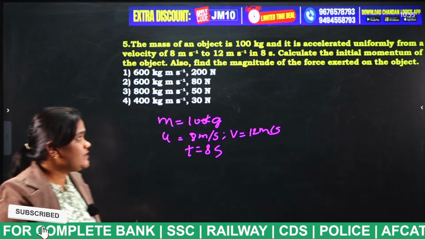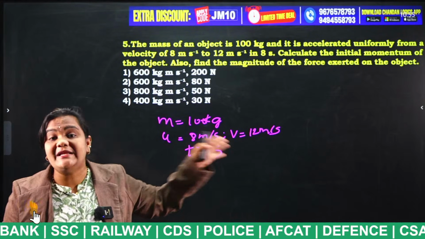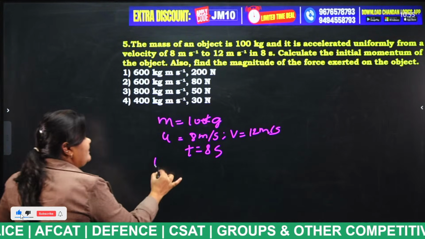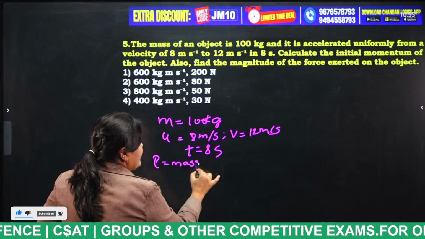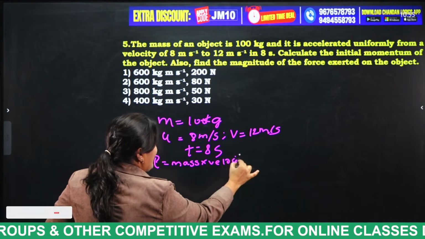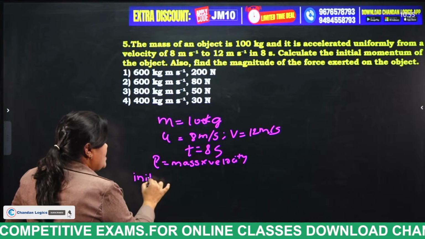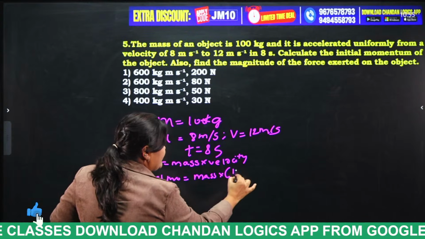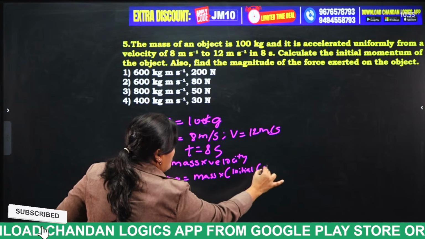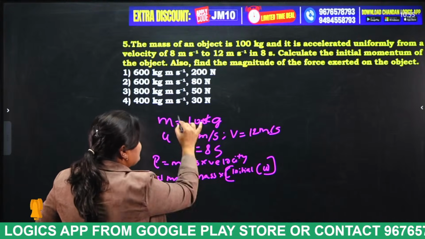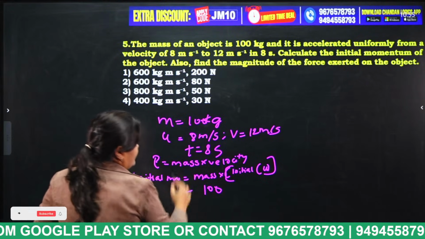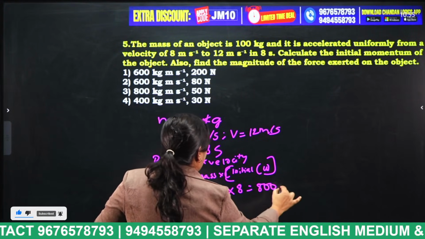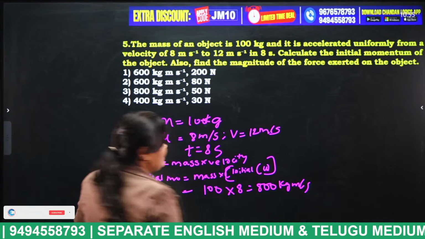What do we have to find, students? At first we have to calculate the initial momentum. What do you mean by initial momentum? We all know the formula. Momentum is equal to mass into velocity. They are asking you to find the initial momentum. Initial momentum is equal to mass into initial velocity. Initial velocity is nothing but what, students? Small u. So mass is 100 and initial velocity u is 8. So what will you get? 800 kg meters per second. So this is the initial momentum.